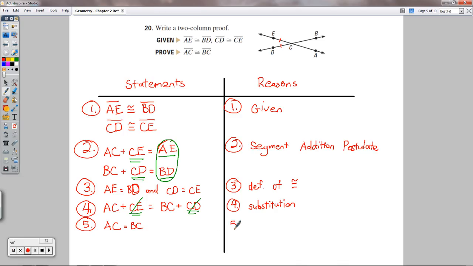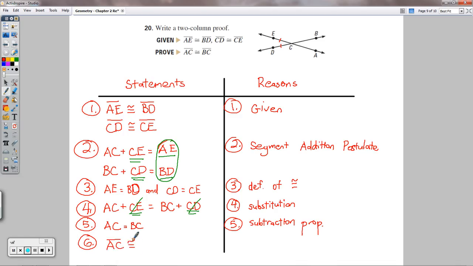And that would be by the subtraction property. So I subtracted two things that were equal to each other from both sides of the equation. You could say a subtraction property of equality would be good as well.